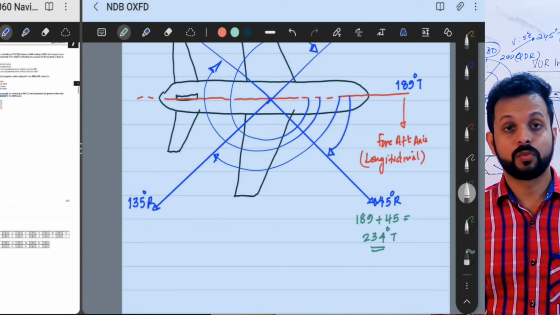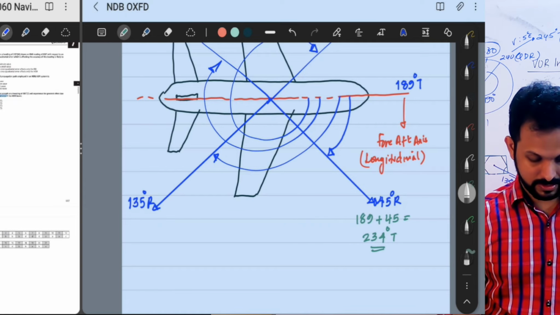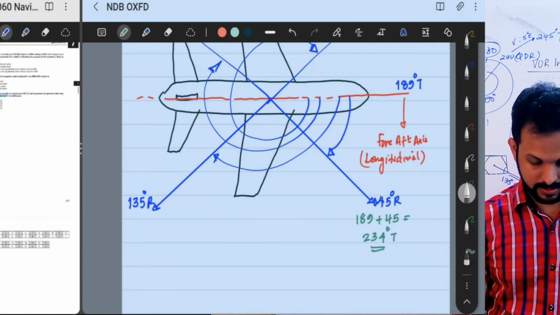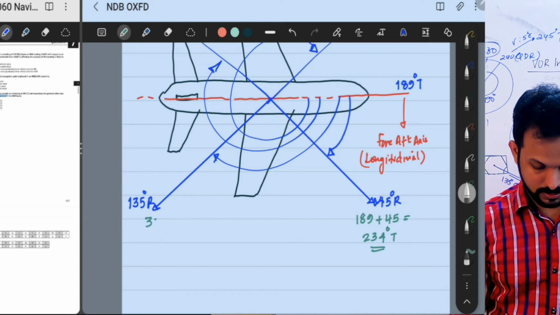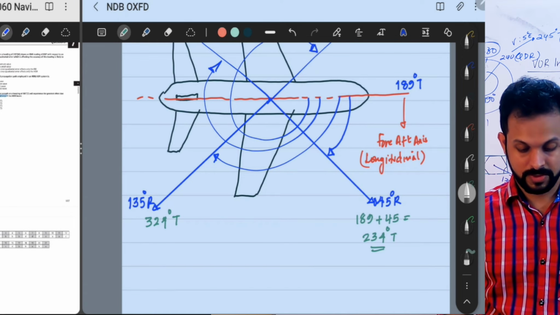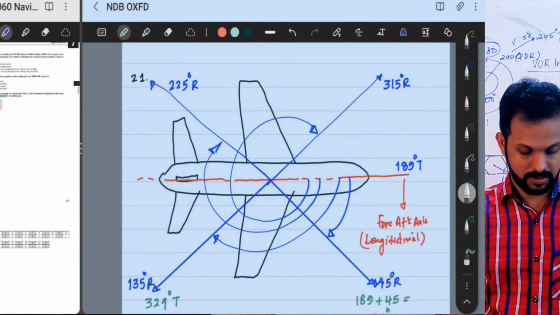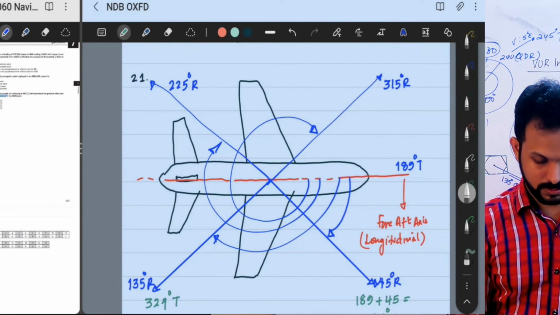Over a relative bearing of 135 degrees with a heading of 189, it's going to be 189 plus 135, and that's 324 degrees true. It is just 90 degrees clockwise from 234 bearing. All right, now over a relative bearing of 225 degrees, it's 189 plus 225, 54 degrees.